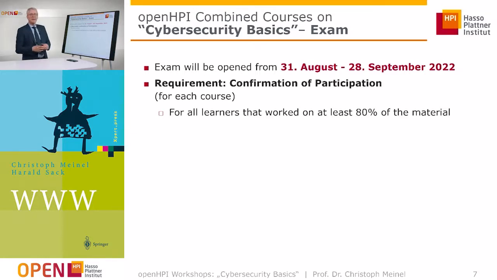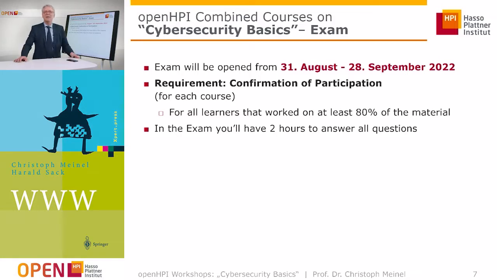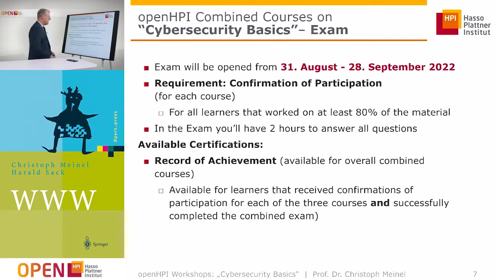The exam will be opened on 31st August. It is open up to 28 September. The requirement is a confirmation of participation for each of the 3 courses, for all learners that worked on at least 80% of the material. In the exam, you will have 2 hours to answer all questions. The available certification is a record of achievement, which is available for the overall combined courses. So the questions you have to answer are about the content of all the 3 courses. And this record of achievement is available for learners that receive confirmation of participation of each of the 3 courses and successfully completed the combined exam.